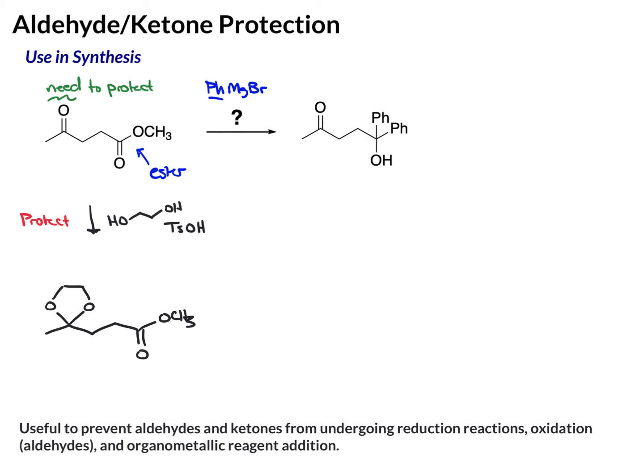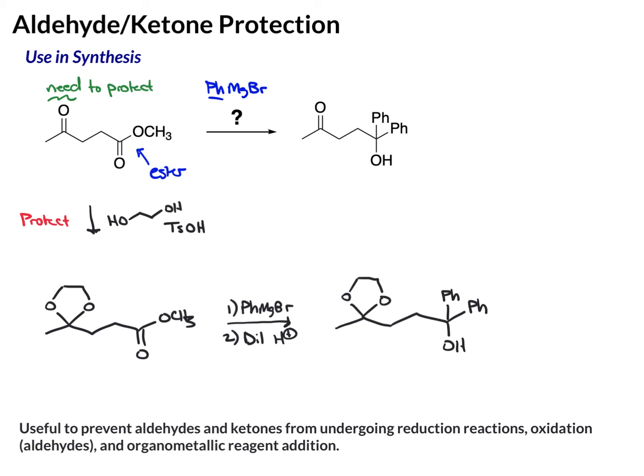Now we'll do the desired reaction. Phenylmagnesium bromide followed by dilute acid. And the phenylmagnesium bromide is going to add the phenyl group twice to this ester to give us the alcohol. So there's our desired reaction.